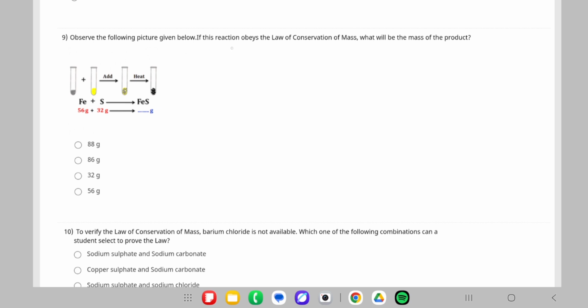Next, observe the following picture given below. If the reaction obeys the law of conservation of mass, what will be the mass of the product? There is 56 plus 32. What we have to do is add them, and then FeS is formed. That becomes 88 grams.